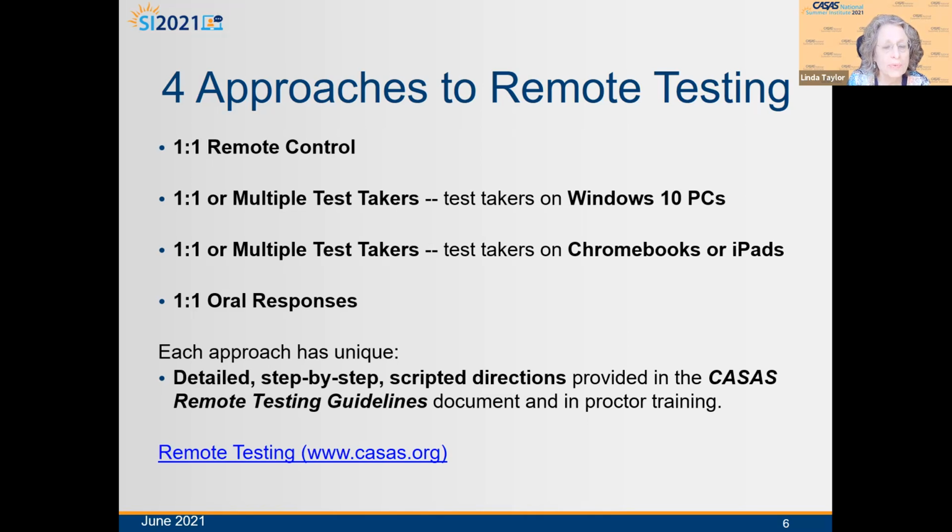And the others, we allow up to 5 at a time currently. And those can be done on either a Windows PC or on Chromebooks or iPads if they are in their special modes for test security. The Chromebook is a kiosk mode and the iPads is secure access. So these are the ways that you can do more, up to 5 students at a time if your proctors are comfortable with that.